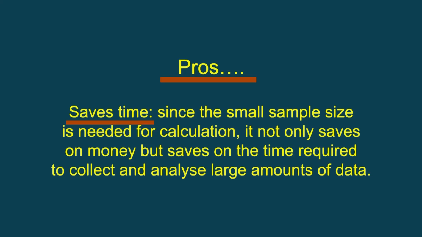Even with a small sample size we can perform a t-test, so time will be saved. And it saves not only time and money, but also the time required to collect and analyze a large amount of data, because we are not going for a large amount of data. For calculating the sample mean we will take less time. For calculating the sample variance we will take less time. So it will not take much time and money to perform the t-test.